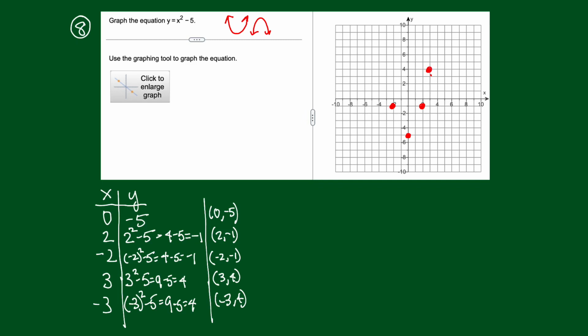And then the last one is negative 3, up 4. So I'm going to go to the left 3, up 4. That's going to be right here. Okay, do you see it? If I start here at the origin, I'm going to go to the left 3, up 4. Now, as best you can, draw a smooth curve through these 5 points. So as best you can, a smooth curve.